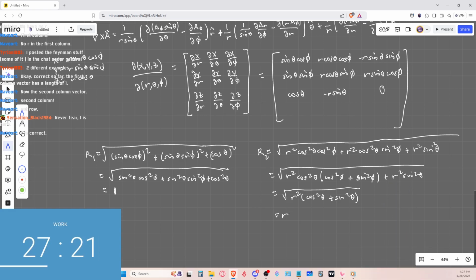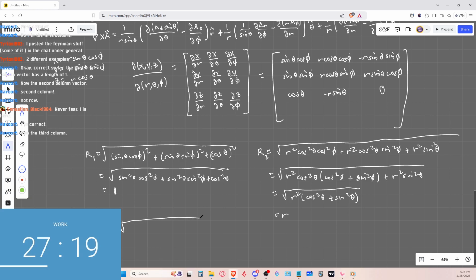And then the next one, R3. That will lead us to R squared sine squared, oops, that one, plus sine, oh whoops, no. That's what happens when you write so much. You forget what you're writing about.